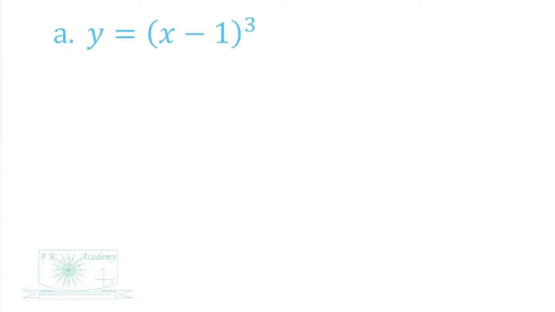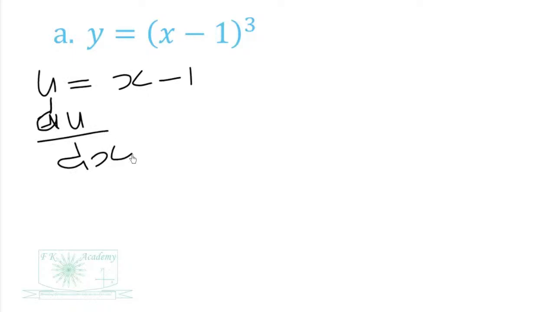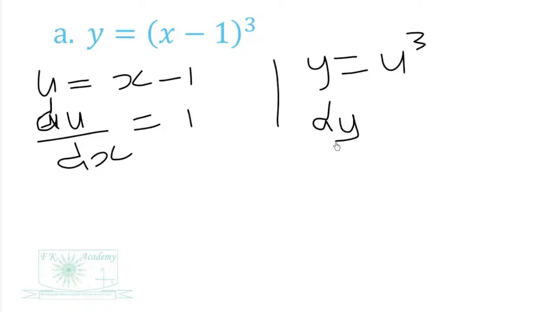So applying the chain rule, we can let u be equal to x minus 1, then du/dx will be equal to 1. Then we'll get y to be equal to u cubed, and dy/du will be equal to 3u squared.